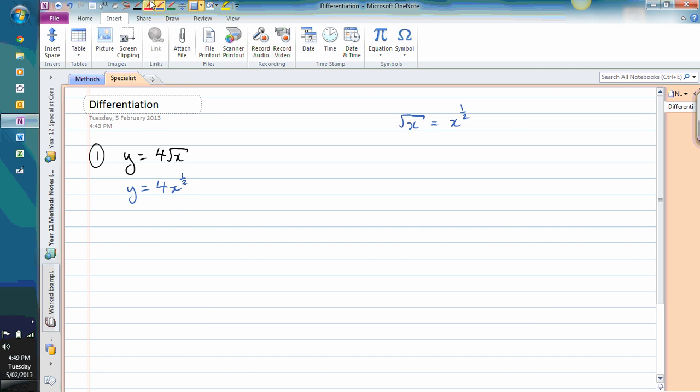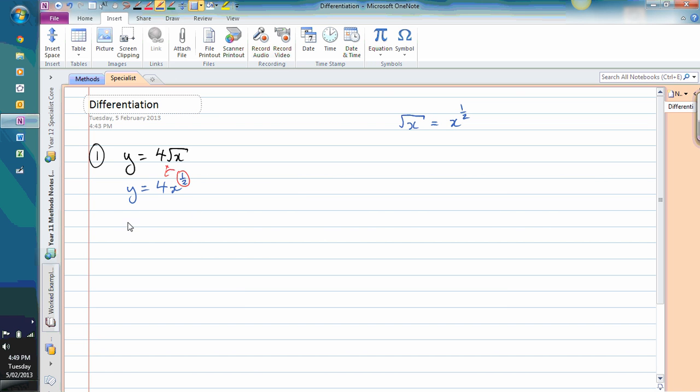And now that we've got this power of 1/2, we've written the function in terms of powers, we can use our power rule of differentiation. And the power rule says that we bring the power down the front, we multiply the power of the number by the coefficient. So in this case we're going to go this half times the 4, and then we're going to reduce the half by 1.